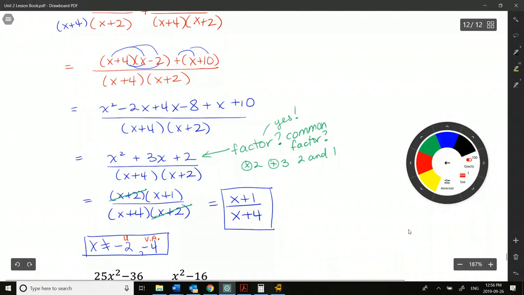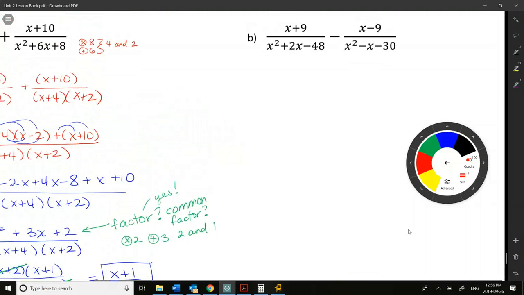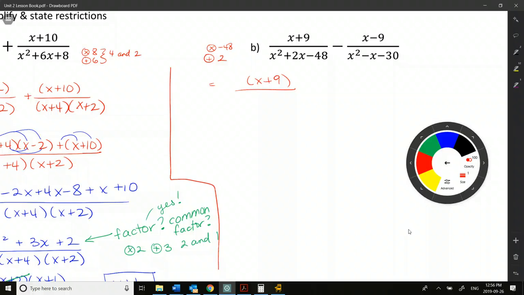Good. Okay, I'll take you guys through a couple more just so you can get used to it, but most of this is just going to be you practicing and getting the hang of what you can do and what you cannot do. So let's move to the next one here. So first step, factor and common factor everything that you can. I'm looking for 2 things that multiply to negative 48 and add to 2 for that bottom left denominator there.